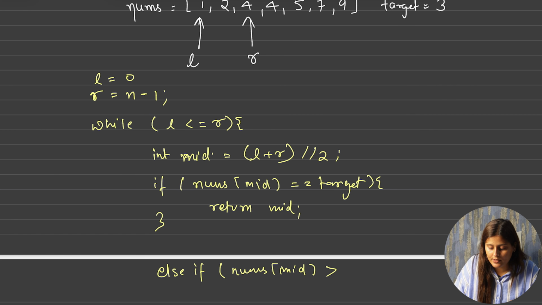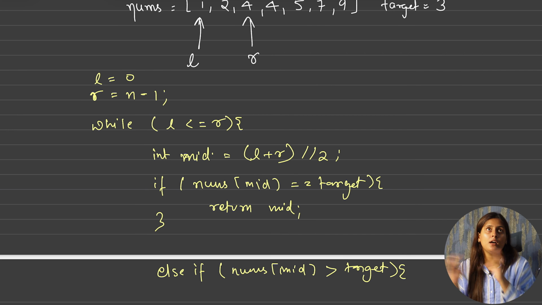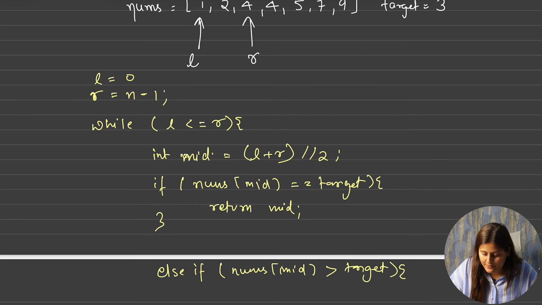Now else if, we have to check, what if nums of mid is greater than target, then we have to shift our search towards the left side, correct? Towards the left side. So how can we shift? We will do right is equal to mid - 1.